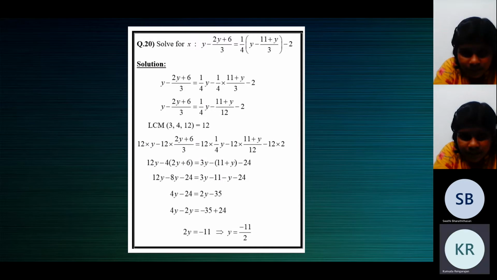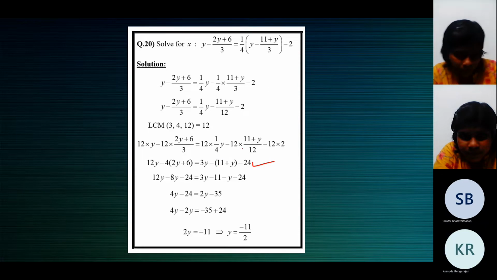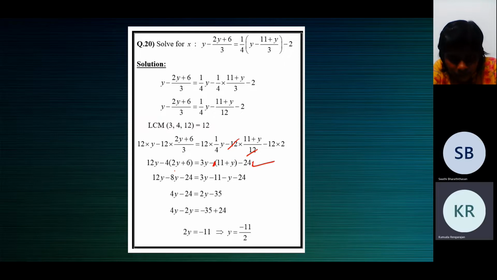Yes, ma'am. So see, Nandana, you have got it right till here. Till where, Nandana? Till here. You're right till here. See, 12 and 12 cancels and you get a 1 here. 1 into 11 plus y. Nandana, you have got this step. After this, you have gone wrong, Nandana. These terms you have not written correctly.